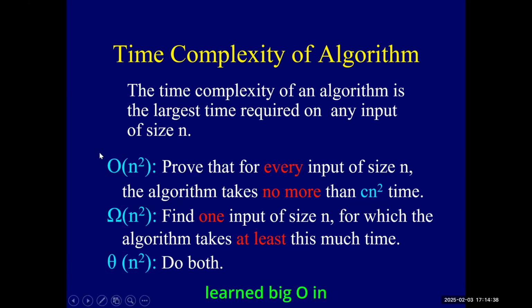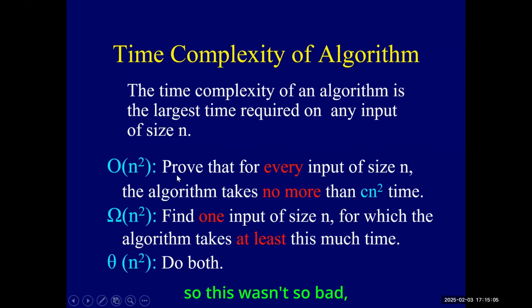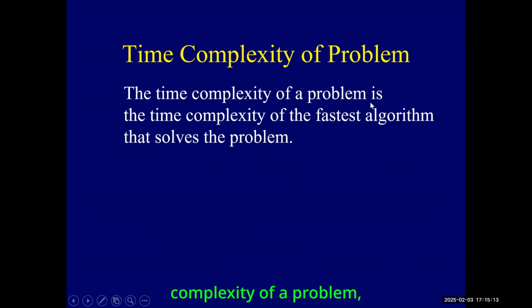Remember, you learned big O and omega and theta. This one, usually we say your running time is order n squared. Why? Because it says that every input would take at most n squared time. To do theta, you have to say we know that there's a worst case, and you can't do better. All right. So this wasn't so bad. You can find an input that takes this much time. Now, what about the time complexity of a problem, like sorting?